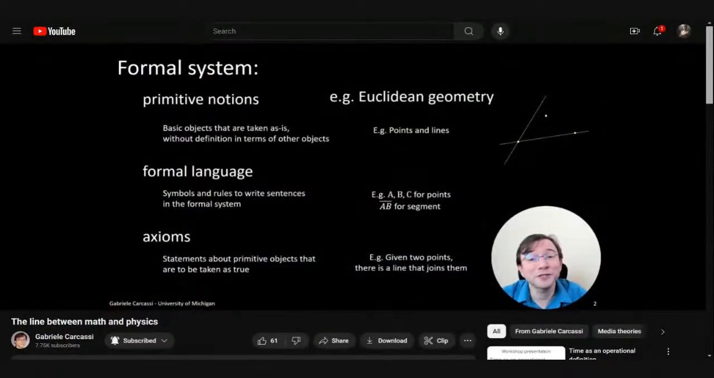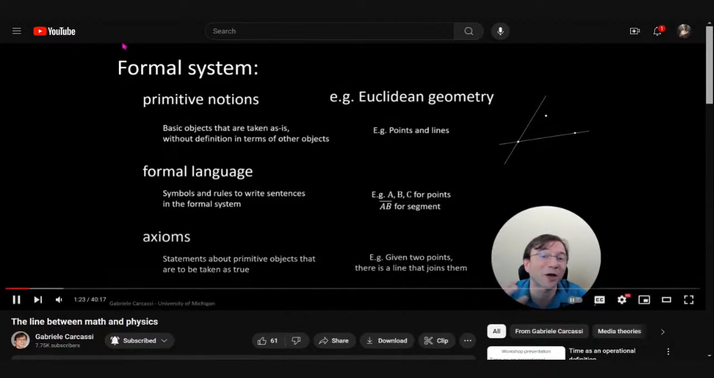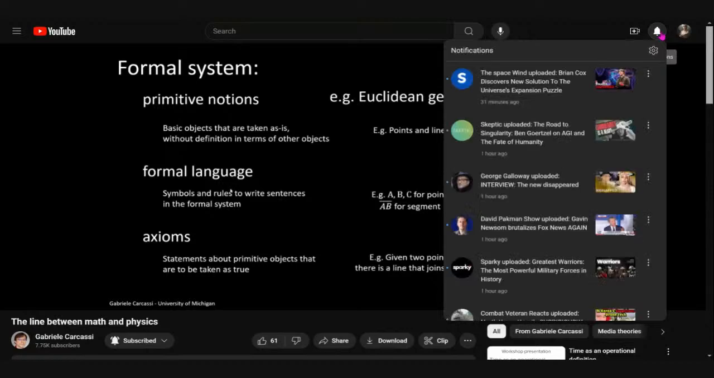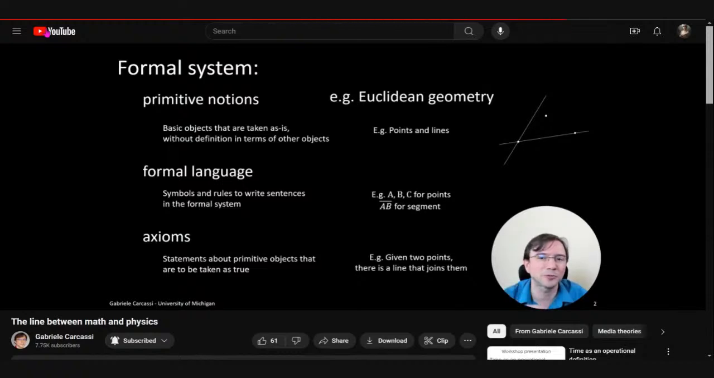When you are going to create a formal system for physics, first, we should have at least a vague idea of what a formal system is. And a formal system, you can think of in terms of three main pieces. The first piece is the set of primitive notions that are in the formal system. These are the basic objects that are taken as is, without any definition.